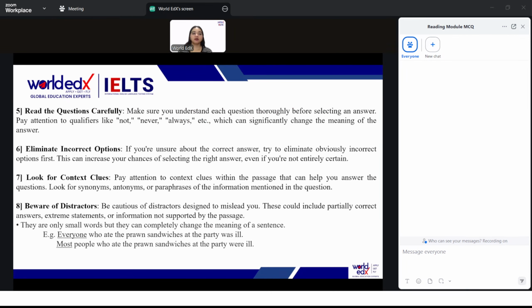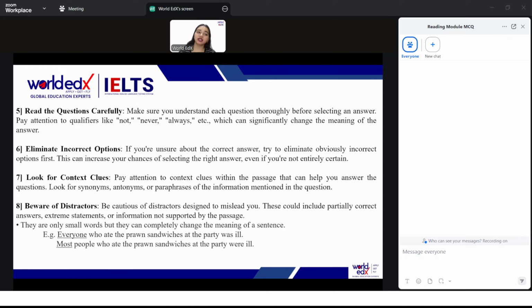The next is read the question carefully. Make sure that you understand the question completely, because sometimes they will have words like never, always, not, etc. You should be in a better position to understand the meaning of these words, because when we have these qualifiers, it actually changes the meaning of the sentence. So it's very imperative that you understand the question thoroughly before you mark any answer.